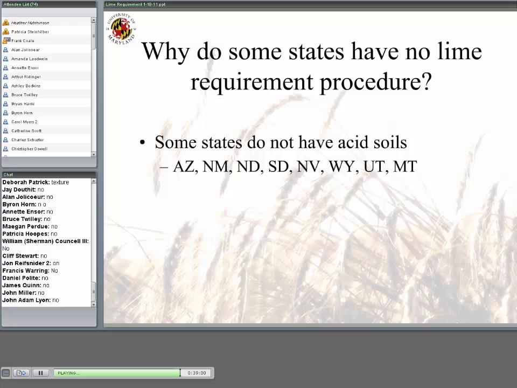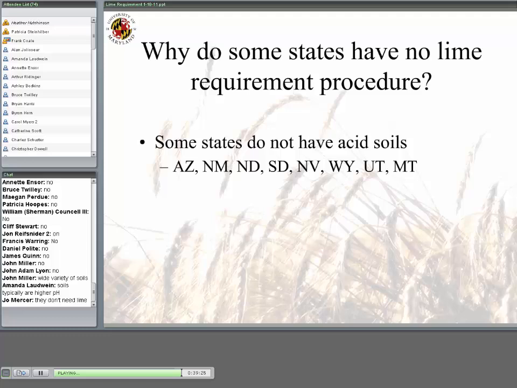Well, the answer is they don't need them. They don't have any acid soils that they need to amend. And these are states like Arizona, New Mexico, both the Dakotas, Nevada, Wyoming, Utah, Montana. These guys actually have calcareous soils in many states. In many cases, they have soils that actually have solid-state calcium carbonate in them, and they already have pHs up in the 7s and 8s, and they don't need to lime.